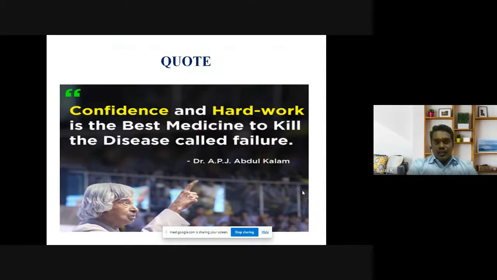So today's quote is: confidence and hard work is the best medicine to kill the disease called failure. That is said by Dr. APJ Abdul Kalam sir. So if you are doing any work with confidence and hard work, we will surely get success.